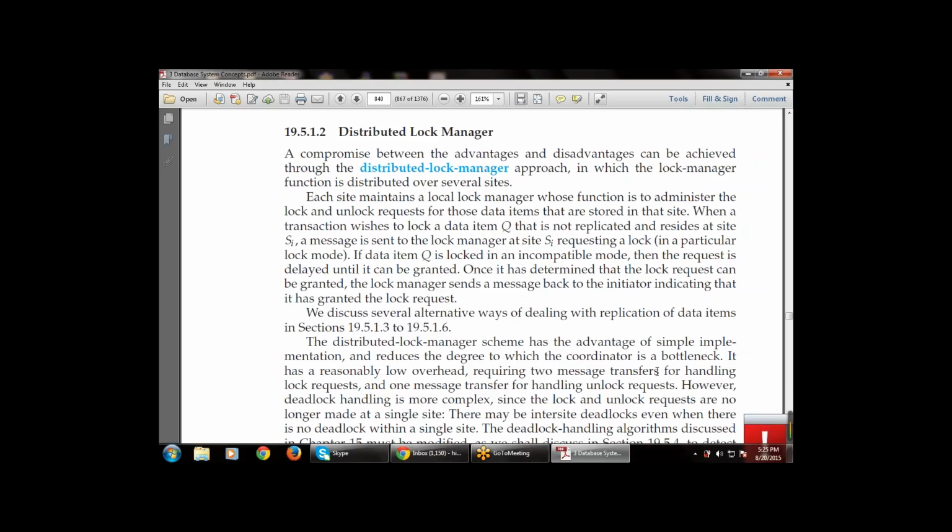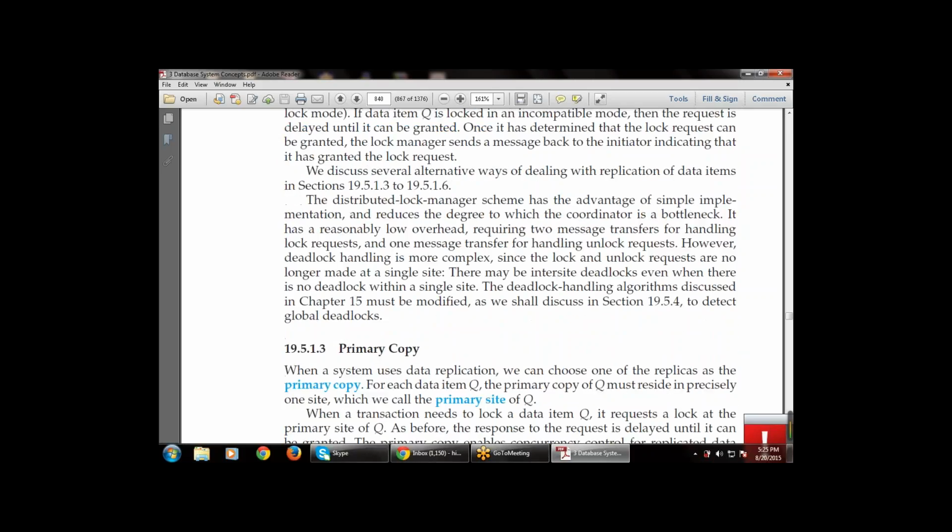Whenever we have to handle deadlock, it is more complex since the lock and unlock requests are no longer made at one site. So there is no longer a single site where the requests are made that can be used in deadlock handling. The deadlock handling algorithm is also available as a modified version of a single-site algorithm.